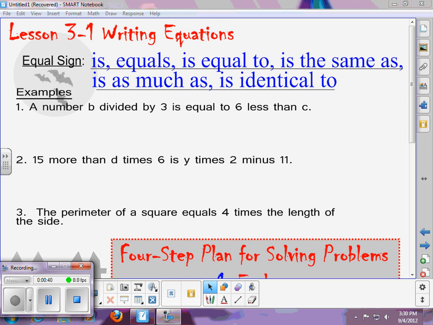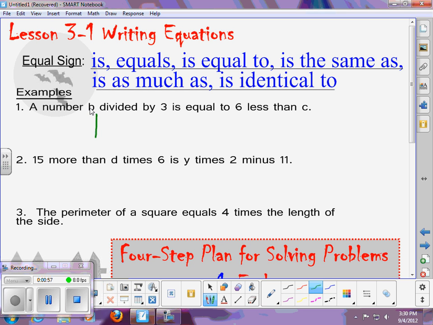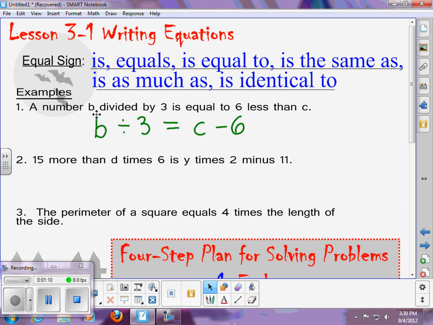Our first couple of examples give us verbal expressions. In other words, here they're equations, and we need to write them as an algebraic equation. We've done this before. We actually did it way back when in chapter 1. So begin number 1. A number b divided by 3 is equal to 6 less than c. That's one way of writing this.